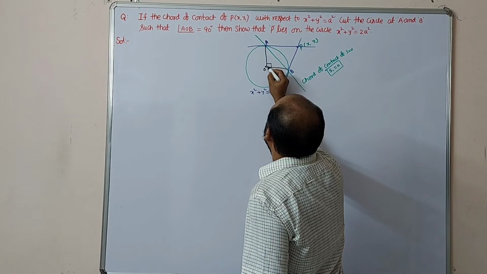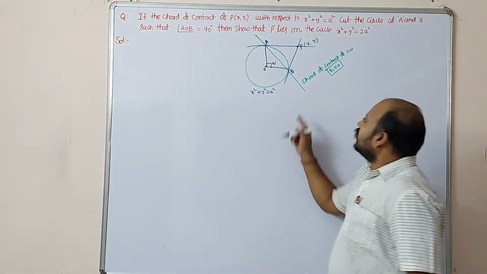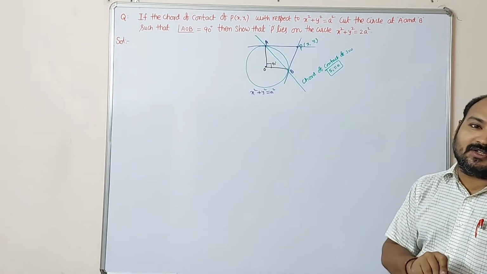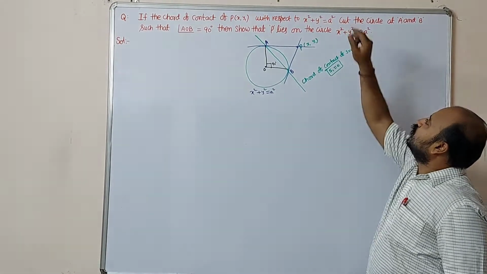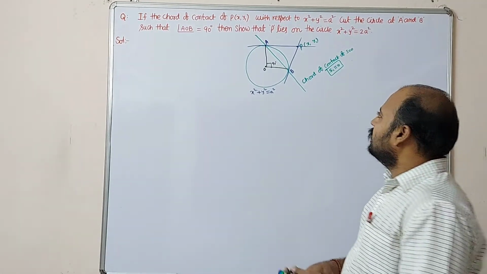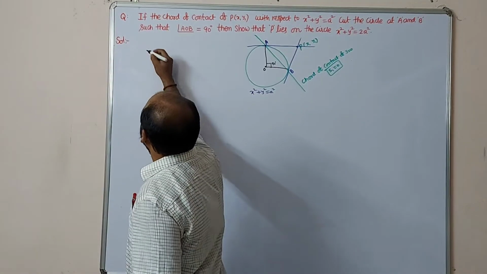So here it is making an angle of 90 degrees. That's what they said. So here one locus will form. That locus we have to prove: x square plus y square equals 2a square. So according to the figure, you write the proper steps.